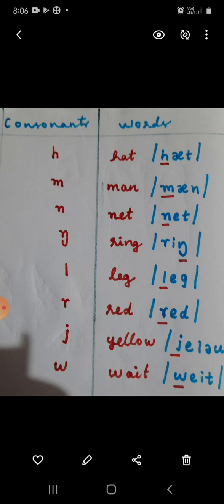Roar, R-O-A-R, roar. Yes? How to write that? R plus O plus R, roar. Then another example is road, R-O-A-D, R plus O plus D. It's not pronounced like that. We are saying it differently because our Malayalam influence is there in pronouncing that.